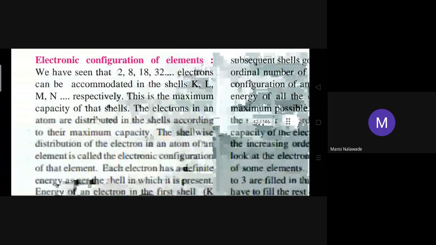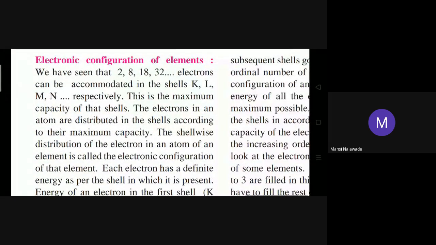Electronic configuration of metal. What is the electronic configuration of metal? We have seen that 2, 8, 18, 32 electrons can be accommodated in the shells K, L, M and N respectively. We have found that out, and we have found it correct also. See, here is the answer. This is the maximum capacity of that shell.